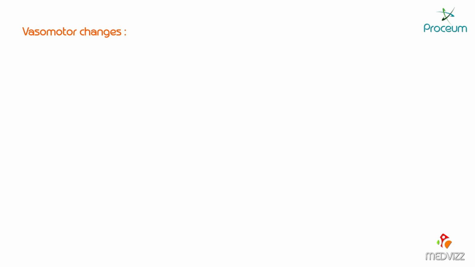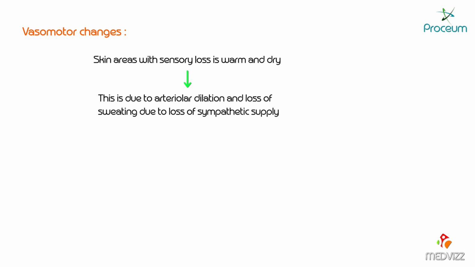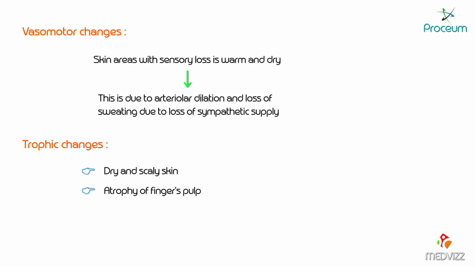And next, what are the vasomotor changes which are mainly seen in this? Here, skin areas with sensory loss are warm and dry. This is mainly due to arteriolar dilation, and also the loss of sweating is mainly because of loss of sympathetic supply. And what are the trophic changes which are seen in Klumpke's palsy? Dry and scaly skin, atrophy of the finger pulps, and also brittle nails. So this is what you need to know about Klumpke's palsy.